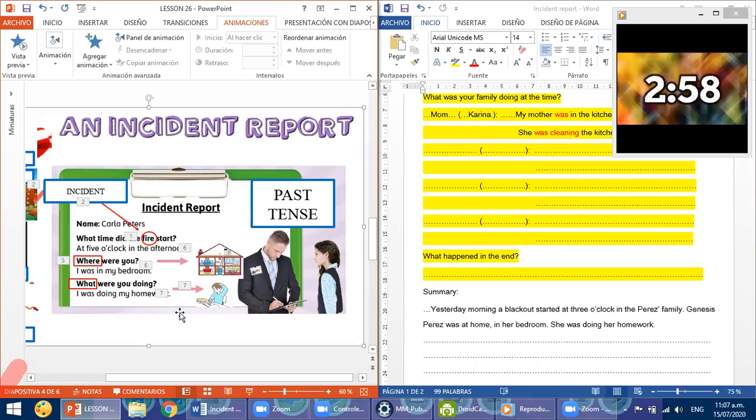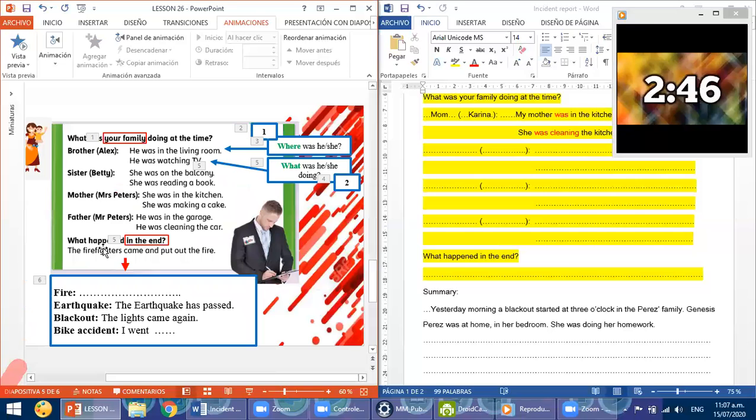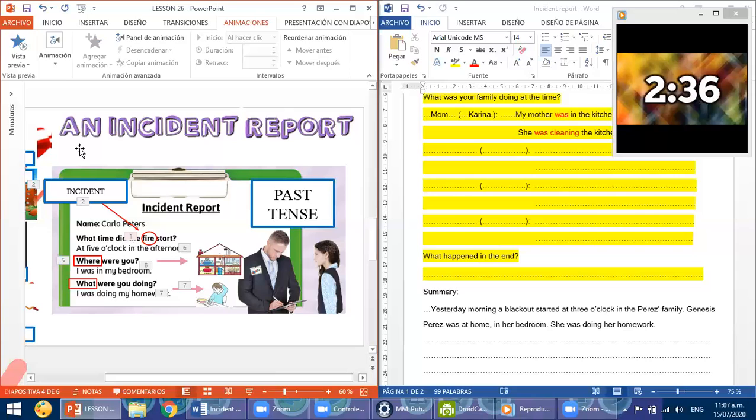Yeah, good. Shania, in your case, you mentioned that the incident is the blackout. What time did the blackout start? But then, in this part, what happened at the end? You mentioned that you burned your finger. Okay. That has no relation with a blackout. The incident is the blackout or the accident in the kitchen? What is the incident? The blackout or the accident? The blackout.